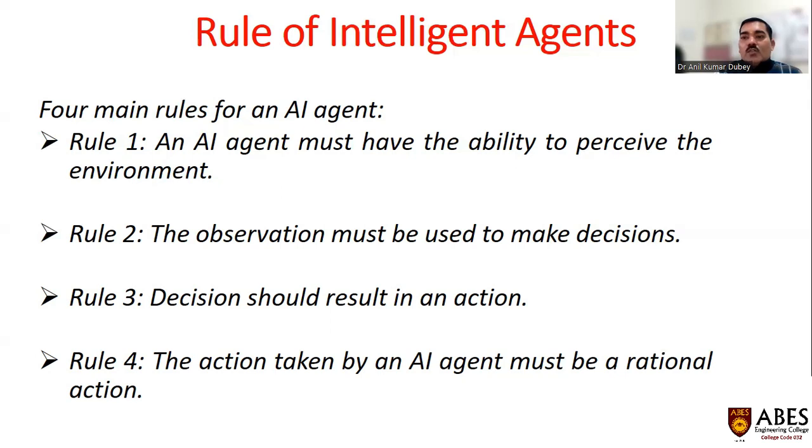So those are the four rules. The first rule is about perceiving information from the surroundings. The second is that they can connect every piece of information to each other, so that they can take decisions. The third is that whatever decision they have planned will be visible in physical mode, meaning action mode. The fourth is that the action taken by an AI agent must be rational.